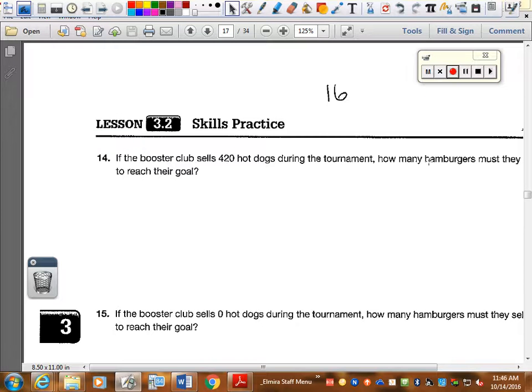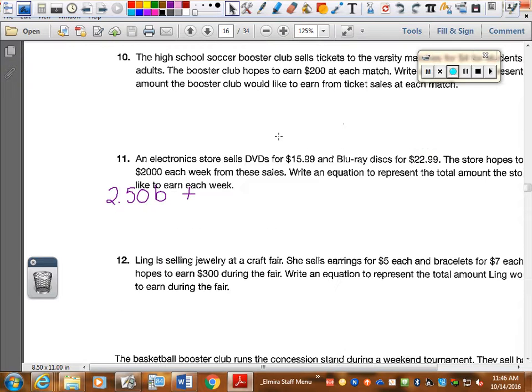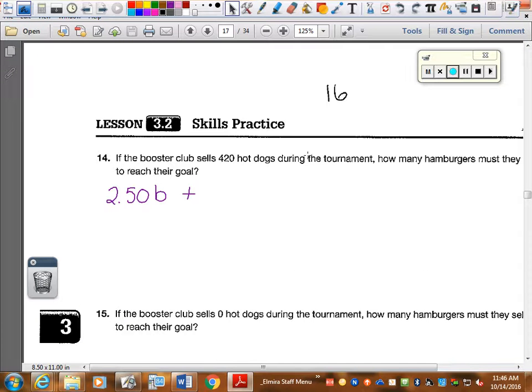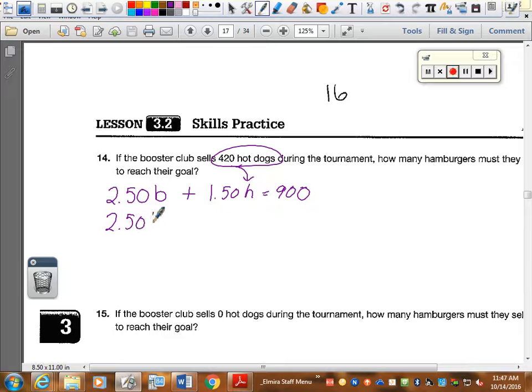So the equation was $2.50 for every burger plus, I gotta look it back up again, I want to write it exactly the same, $1.50 each equals 900. And they're saying, well, what if they sell 420 hot dogs? Okay, H stands for hot dogs. I'm going to sub 420 in for H so I can figure out the burgers. Plus $1.50 times 420 equals 900.